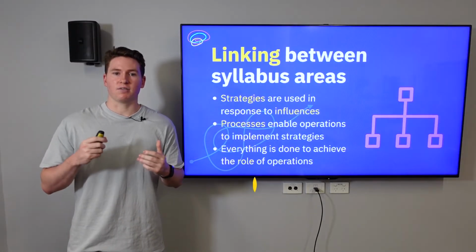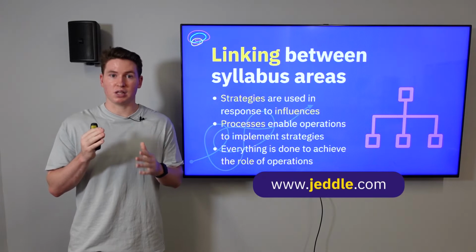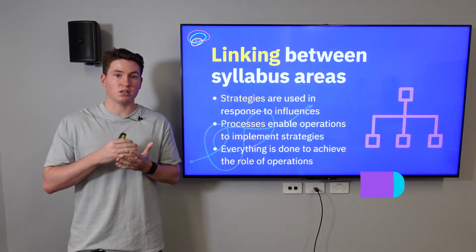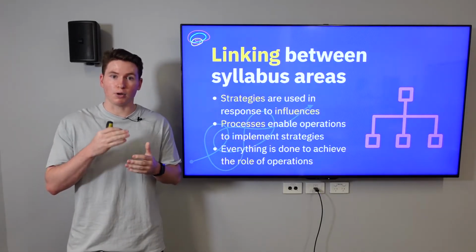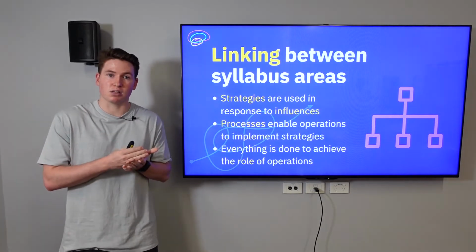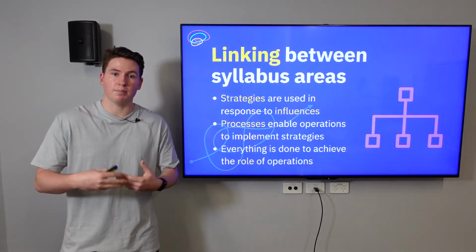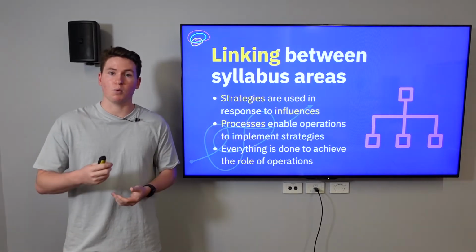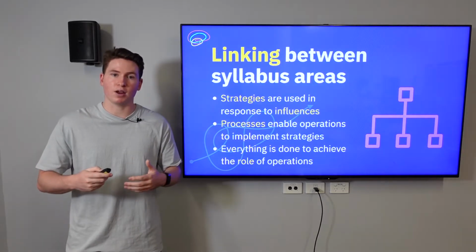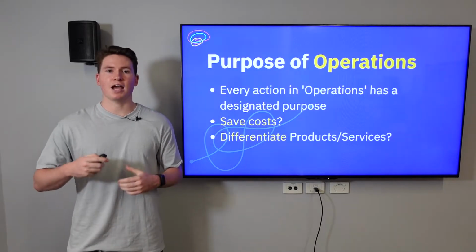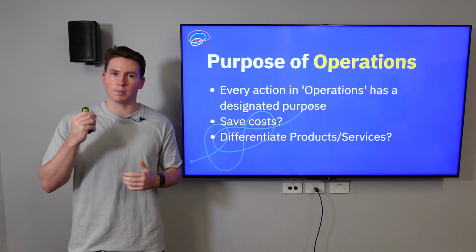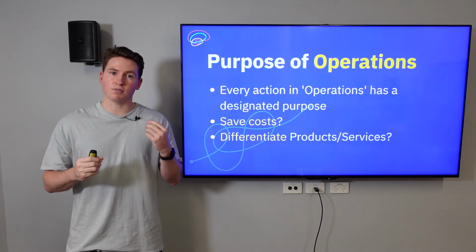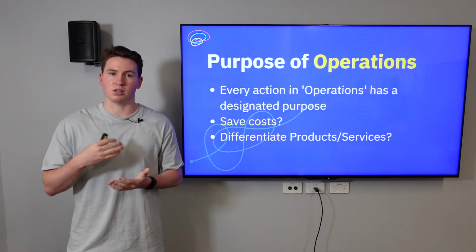The key aspect of operations is how its different functions interact. Strategies are really closely used to respond to influences, and it's the processes which enable these strategies to be implemented. And all of this is done to achieve the role of operations, which is to lower costs or differentiate products and services. Every action in operations has a really distinct purpose. It's usually either to save costs or differentiate products and services.